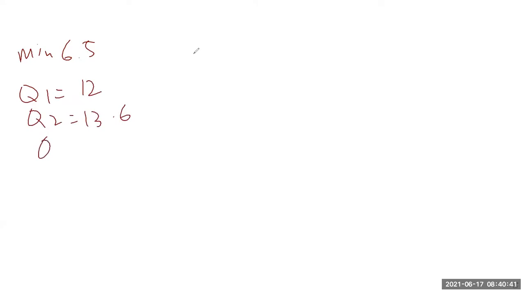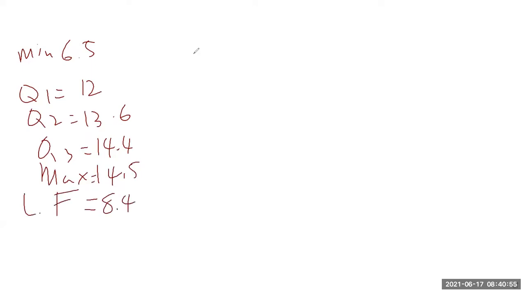So this is the information that we have. Our minimum is 6.5. Then we have Q1, which we got to be 12. Q2, we got to be 13.6. And then we have Q3, which is 14.4. And for our maximum, we got 14.5. And also for the lower fence, which I'm writing as LF, we got 8.4. And for the upper fence, we got 18.